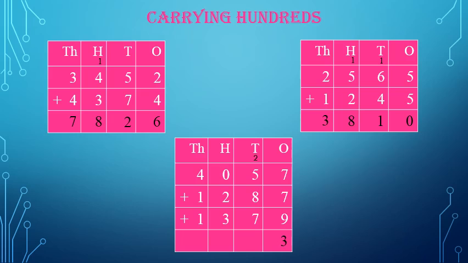Now 5 plus 2 is equal to 7. 7 plus 8 is equal to 15. And 15 plus 7 is equal to 22. So write 2 under tens and 2 is carried over to the hundreds place. 3 plus 2, 5. 5 plus 2 is equal to 7. And now 4 plus 1 is equal to 6.